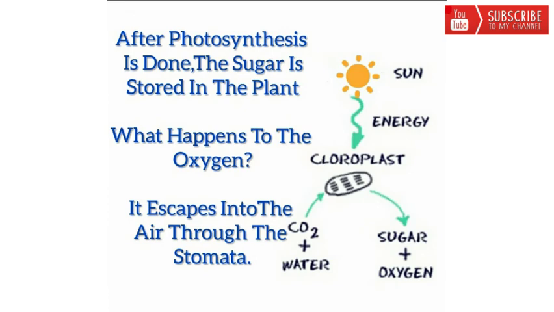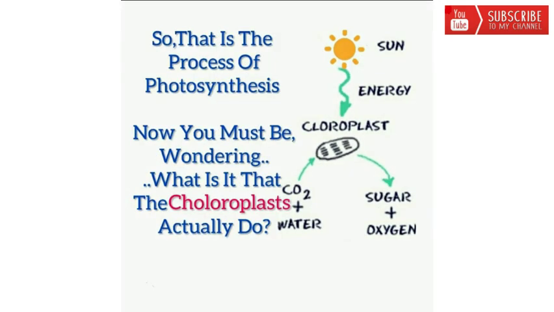After photosynthesis is done, the sugar is stored in the plant. What happens to the oxygen? It escapes into air through the stomata. So that is the process of photosynthesis.